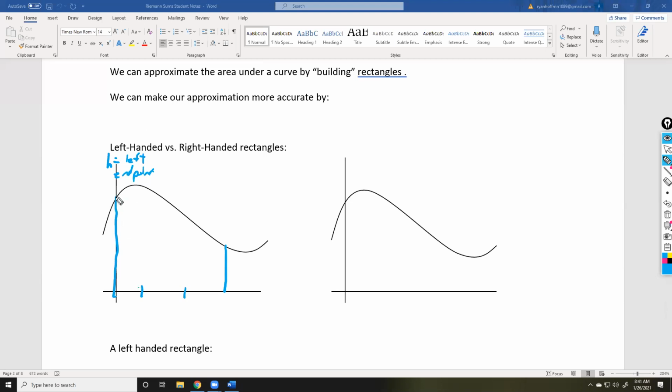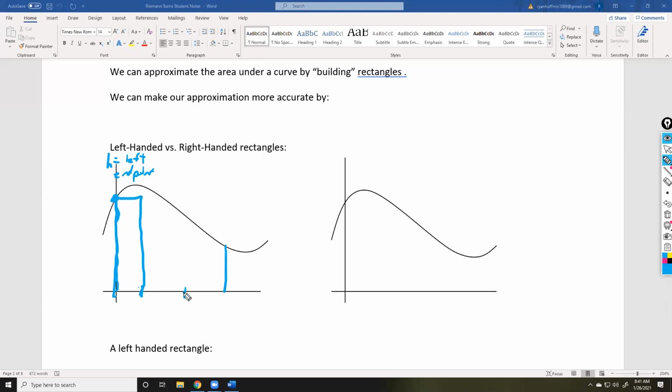We're going to use the left endpoint. So we are going to start with that left endpoint and build that as our height for each of our rectangles. So this will create the first rectangle.